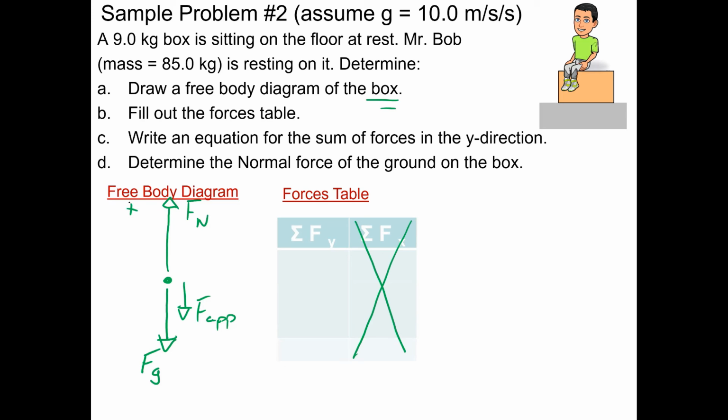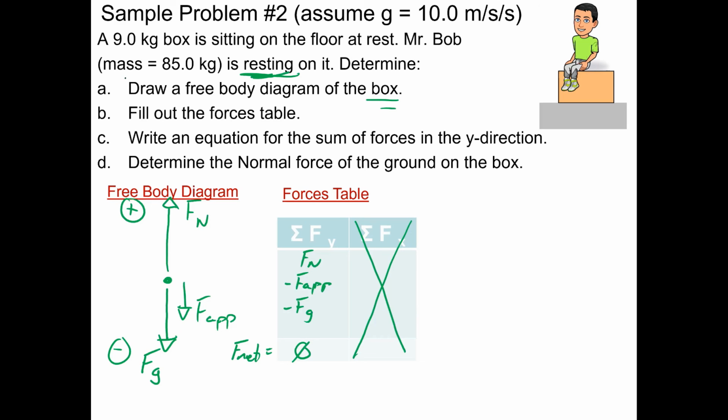And again, if we say up is positive, down is negative, then we have normal force minus applied force minus force due to gravity, and all of that is equal to the net force. But we know the net force is what? We know the net force is 0 because the acceleration is 0, right?